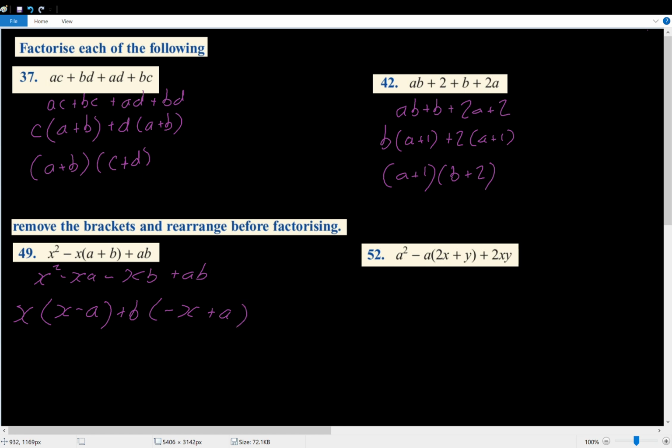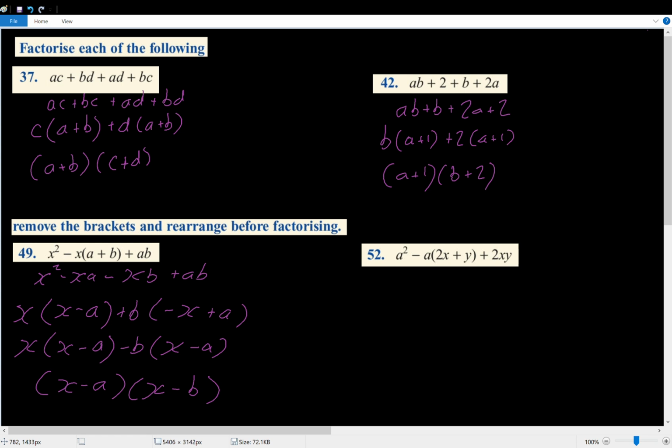But you notice that we have the correct terms inside the brackets, but their signs don't quite match up. So what we can do to fix that is we don't do anything to the first one. But if we change this to a minus b, that will then change the signs of everything inside. So minus x becomes plus x, and plus a becomes minus a. And now our brackets match up. So we can have x minus a times x minus b, just like that.